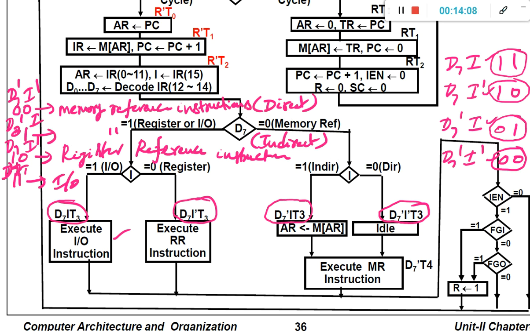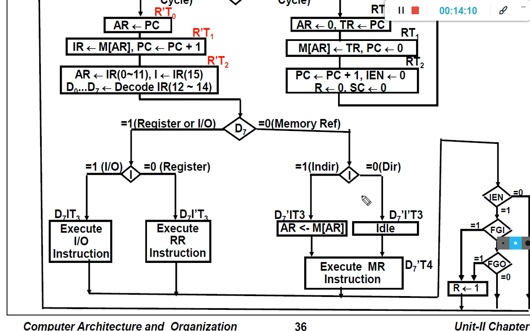However, we forgot one thing. What is that logic? Whenever we are going to execute the input output instruction, we need to check one more thing. So whenever we are going to execute either input output instruction or register reference instruction or memory reference instruction, we need to keep on checking the IEN value. IEN means interrupt enabled value.